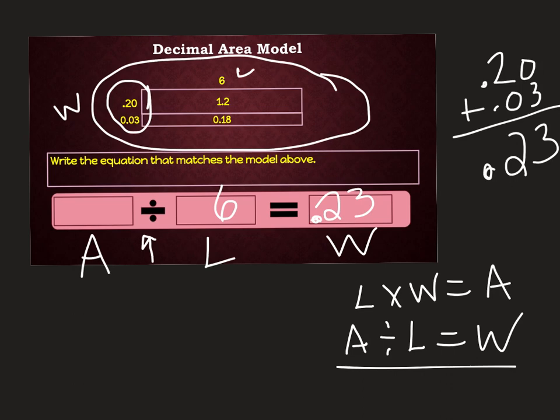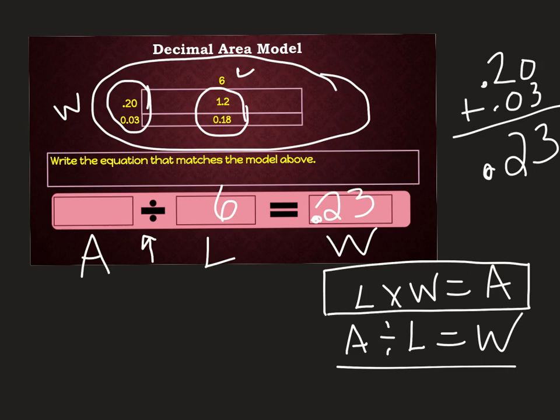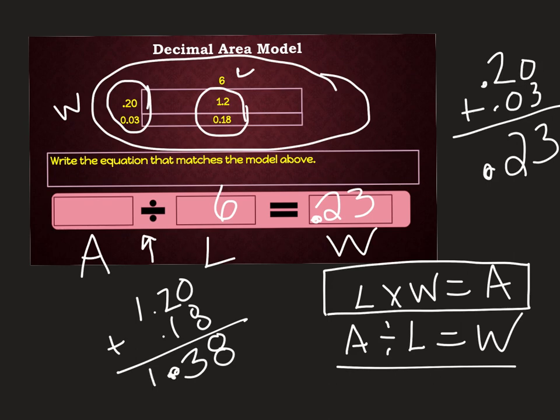So according to this formula, I could multiply the length times the width to find the area. But again, very fortunate in this situation that they give me the area here. It's just, again, in two numbers. So all I have to do is add those two numbers together. 1 and 2/10 plus 18 hundredths. 0 plus 8 is 8. 2 plus 1 is 3. Bring the decimal down because I'm doing addition. And 1. So the area is 1 and 38 hundredths.